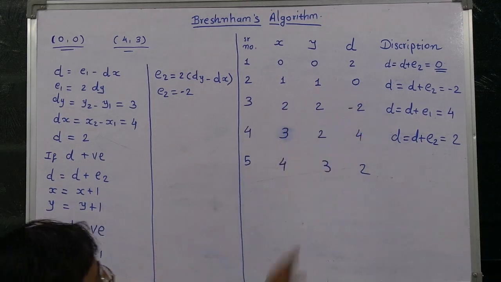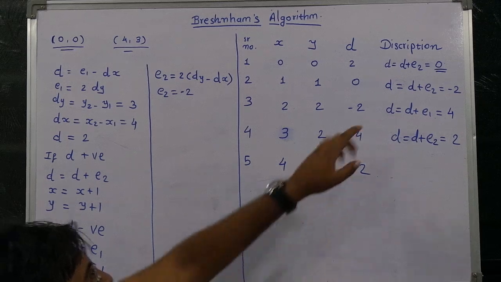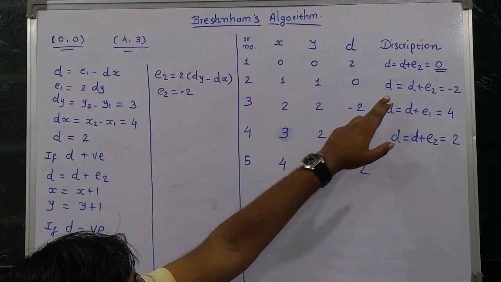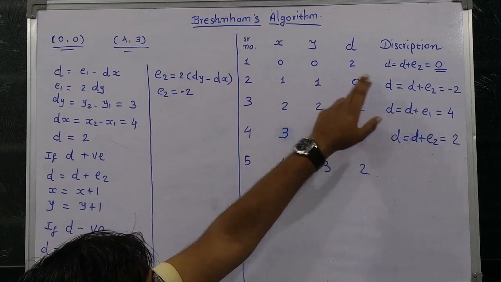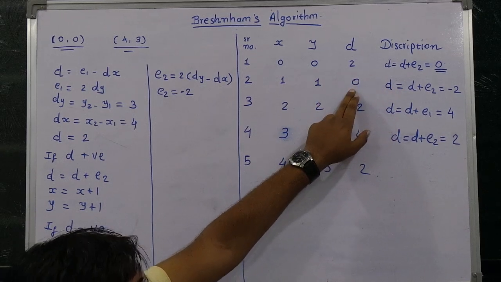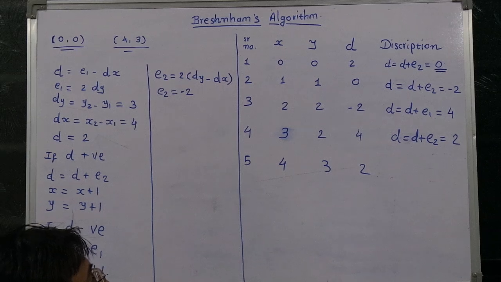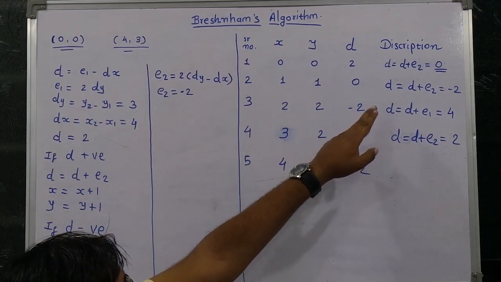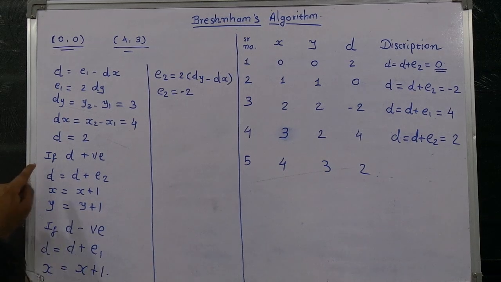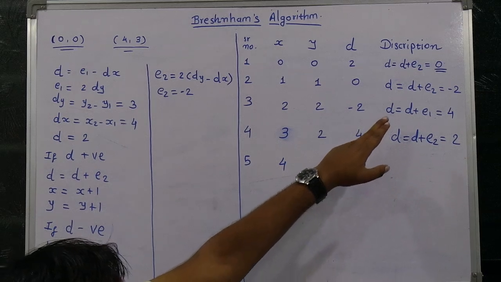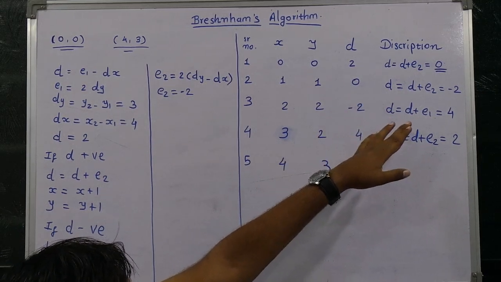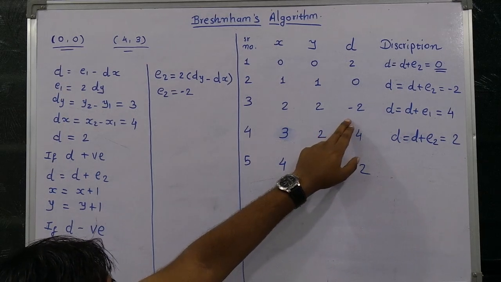Now, further calculating the value of d, d is equal to d plus E2. The E2 value is equal to minus 2. So 2 minus 2 is equal to 0. So the value of d here is equal to 0. Now for the third iteration, d is equal to d plus E2 because it is positive. So d plus E2 is 0 minus 2, which is equal to minus 2. So I am putting here minus 2.